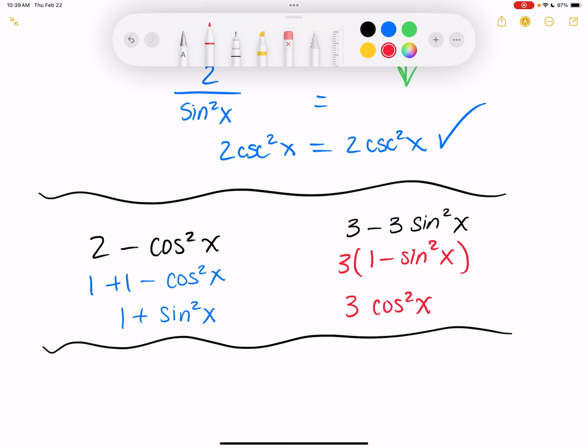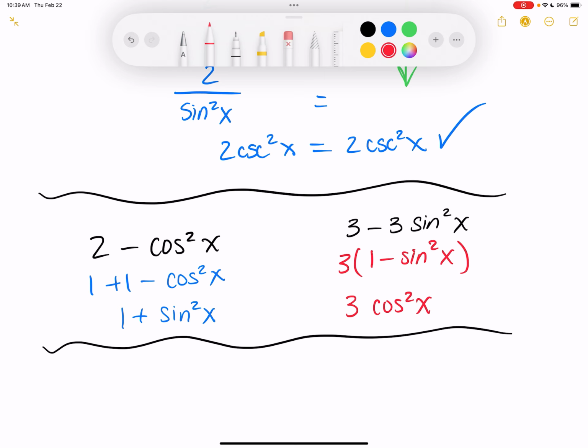I was wondering if you weren't able to do it with, say, 2. For the one with 2 minus cosine squared of x, I was wondering if you could only do that if they both had a 2 on them. So like this? Yeah, kind of like that. So yeah, you can do it either way as long as you can break it up.